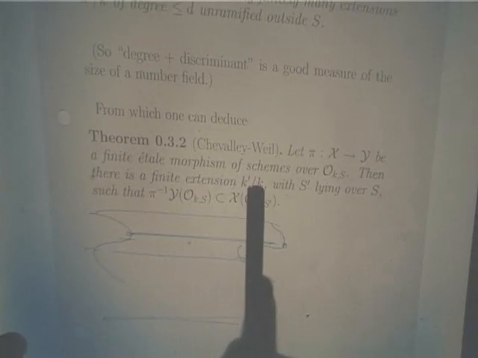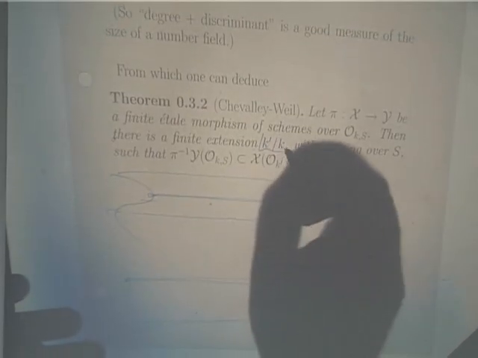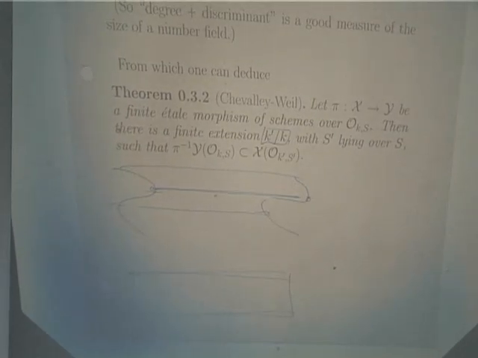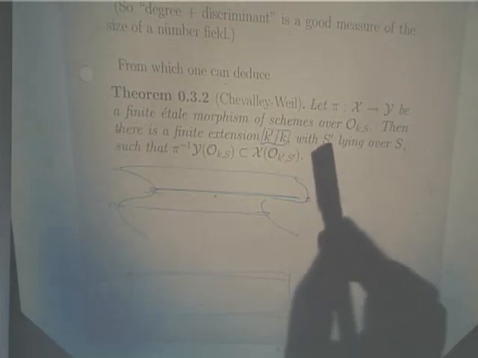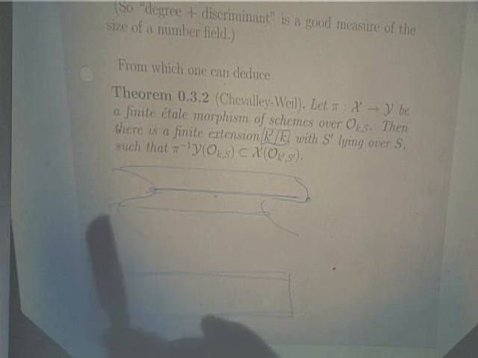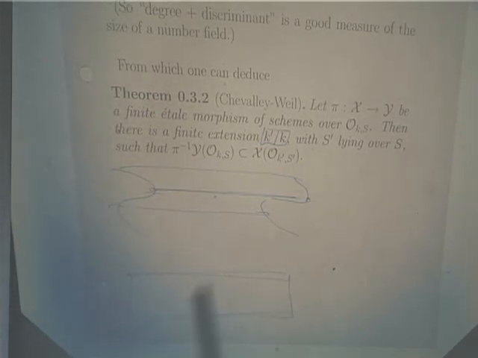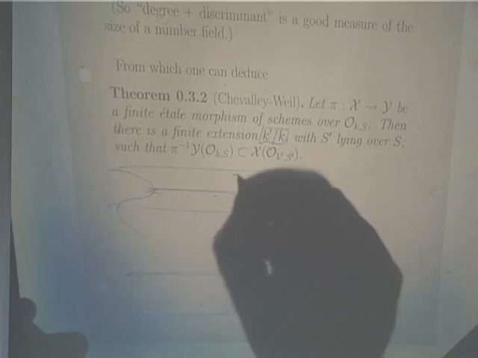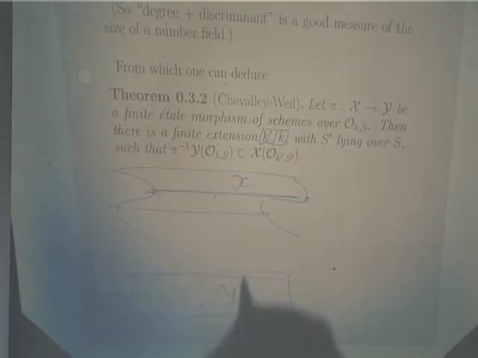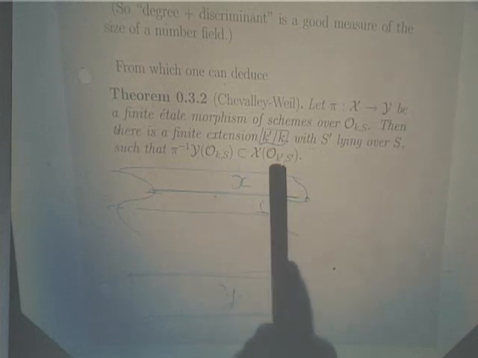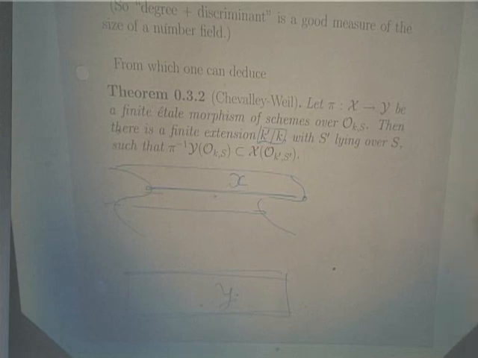Then there is a fixed finite extension, which is exactly what you have here, such that if you take the set S' lying over S, then any integral point on Y, so this is Y and this is X, any integral point of Y pulls up anything in the inverse image as an integral point on X, not over the same field and not the same S, but over the bigger field.